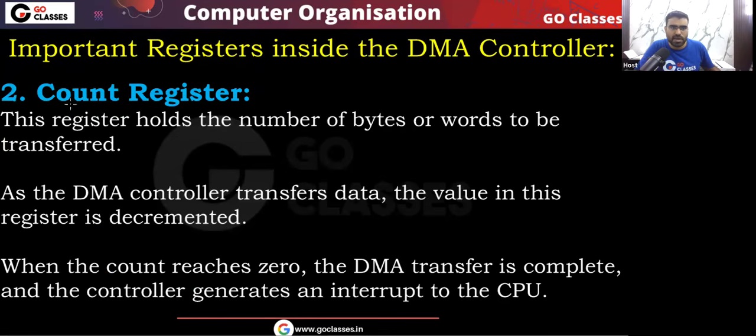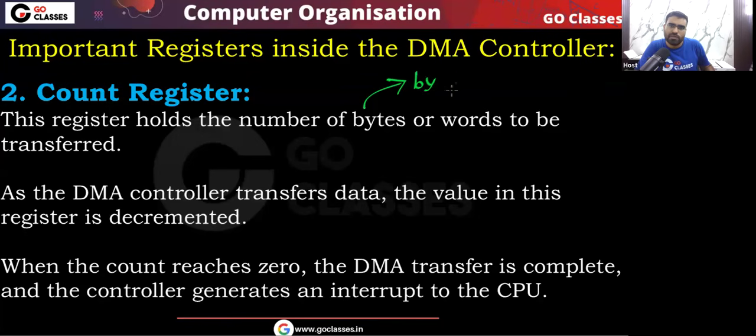There is a count register inside this DMA controller that will keep how much data we need to transfer, meaning how many bytes or how many words. This register will hold the number of bytes or the number of words we want to transfer. Whether we want to transfer bytes or words will be given in the question. By default it is byte. Okay, is this point clear?